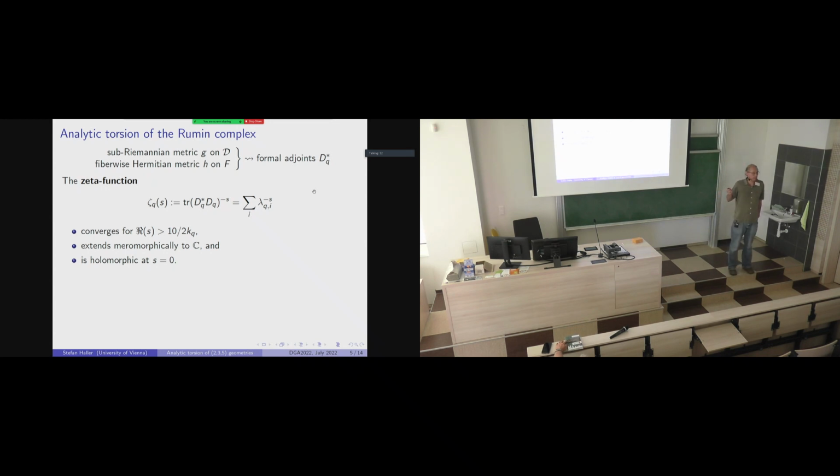This analysis has been worked out in collaboration with Shantanu Dave, and his name should be on this slide, definitely. I forgot that. The reason why this works is because the Rumin complex is a Rockland complex in a Heisenberg calculus that's adapted to the filtration. And therefore, it has analytic properties very similar to elliptic complexes. And everything I said here about the zeta function is classical in the elliptic setting, and has also been worked out in the Heisenberg calculus on contact manifolds, but we can do that on any filtered manifold.